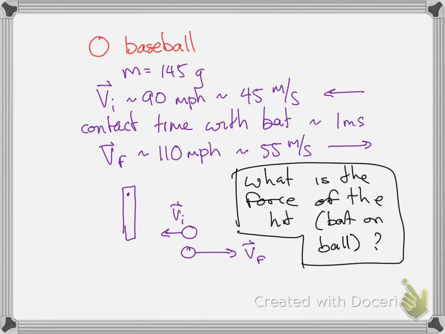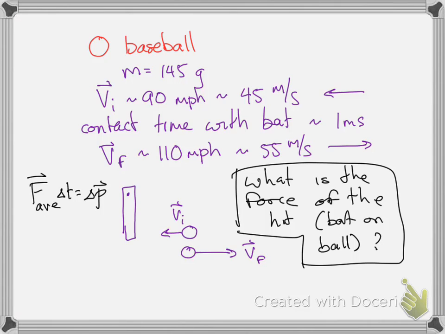I'll go to a new page, but I'll just write it here. We're just going to use that impulse. Again, we're going to assume that the force is constant throughout the hit. Might not be a good assumption, but it's an average force. So we can say that the average force times delta t is equal to delta p.